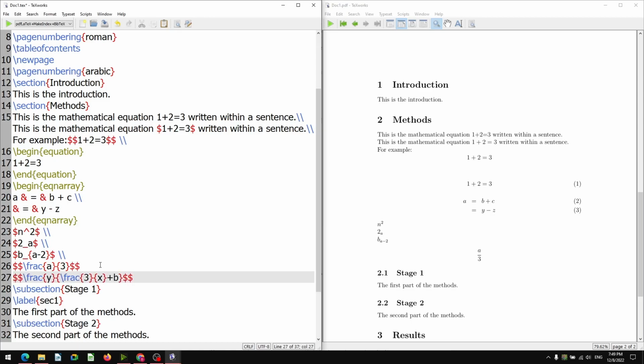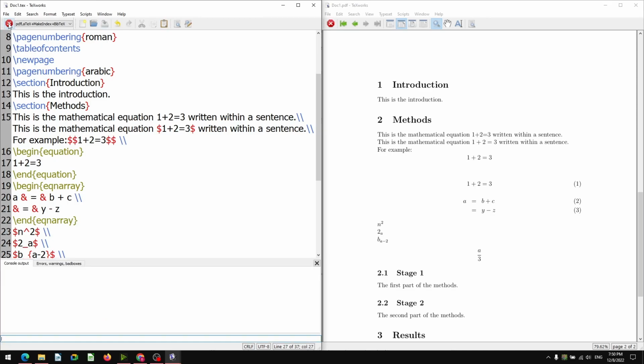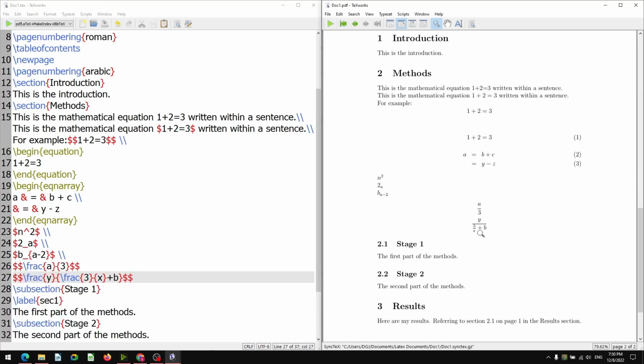Backslash frac. In the first curly bracket y is there, in the second curly bracket one more backslash frac is there, so one more fraction is there, numerator 3 and denominator x plus b. So in the denominator 3 by x plus b is there, in the numerator only y is there. Let us save and click the typeset button. So yes, here in the numerator y is there, in the denominator 3 by x plus b is there.